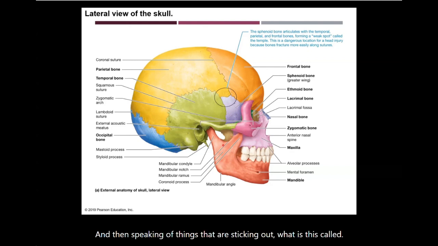And then speaking of things that are sticking out, what is this called? Mastoid process. And then the ear pods are called the styloid process. And then this is going to be the external acoustic meatus, okay?